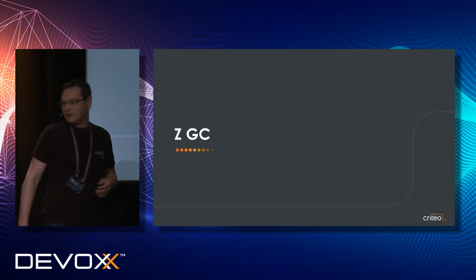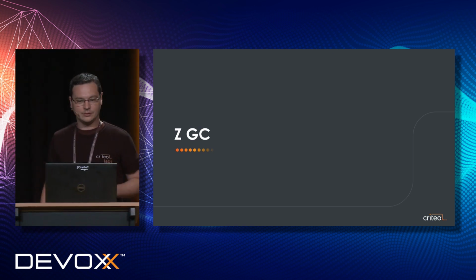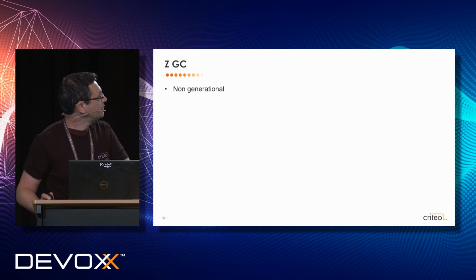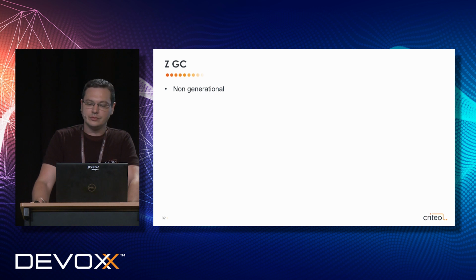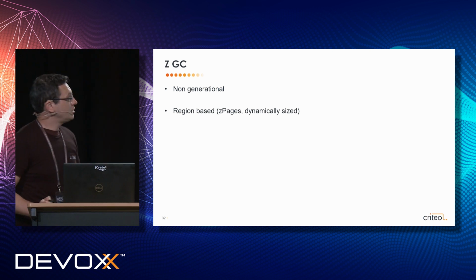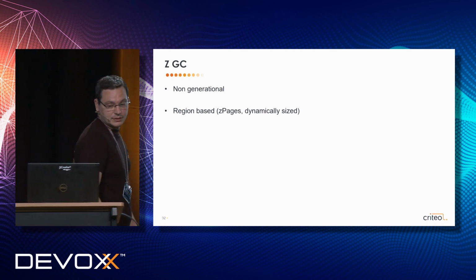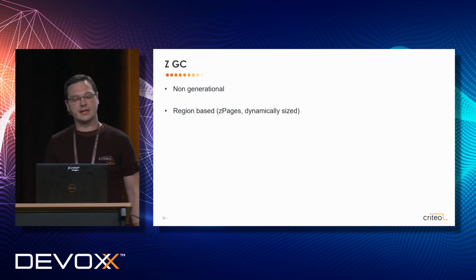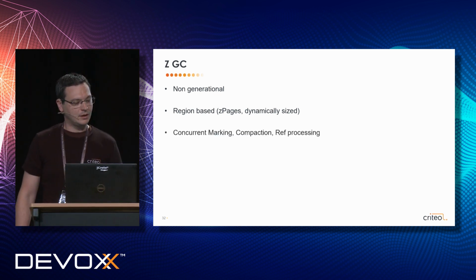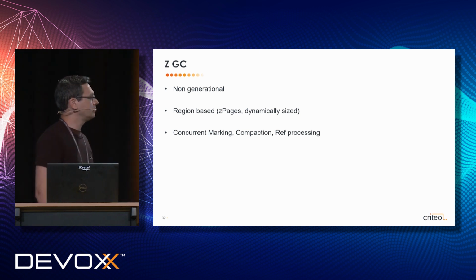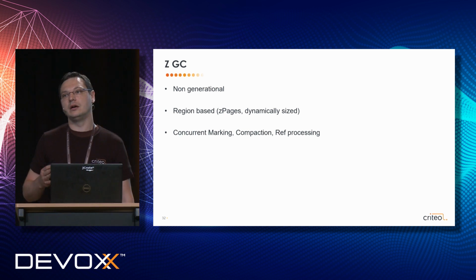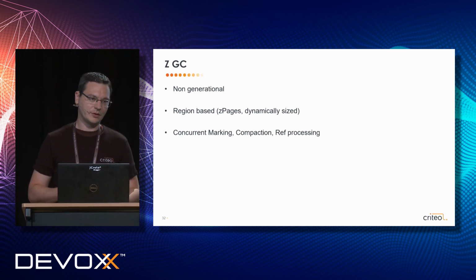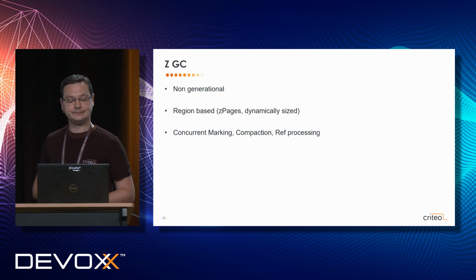And the last, ZGC, so it will be very fast, no problem. The ZGC is currently non-generational, like Shenandoah, but they plan to do a generational GC. It's region-based also. They call them ZPages. They are dynamically sized. They have concurrent marking also, compaction, and ref processing. So ref processing is to deal with references like weak, soft, phantom, and finalizer.